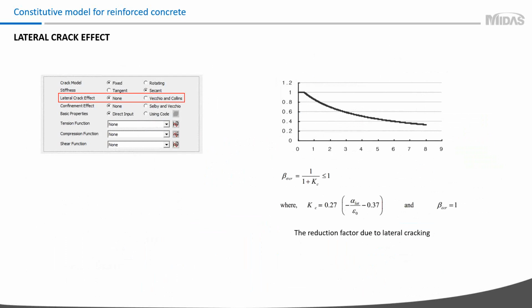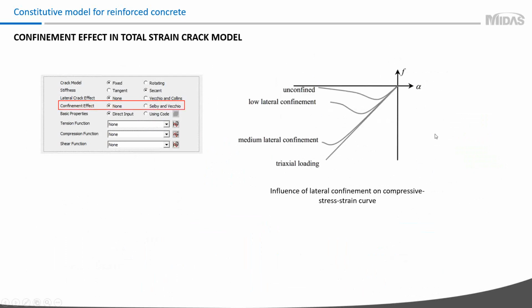Occurrence of a crack in one direction changes concrete compressive strength in the opposite direction. This effect can be met, for example, in pre-stressed structures with cracks in the compressive zone or in columns. Midas FEA can consider this effect automatically, using a reduction factor due to lateral cracking. Also, Midas FEA can automatically consider the increase of strength in confined compression. Here, the program during the analysis considers triaxial loading, medium and low lateral confinement.